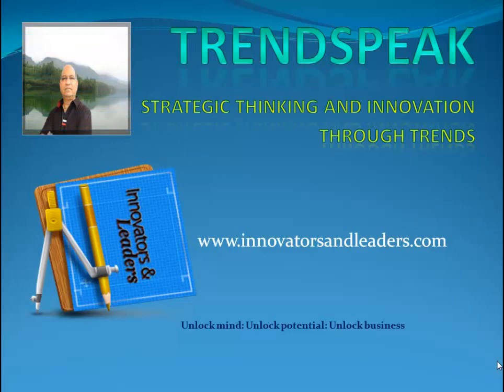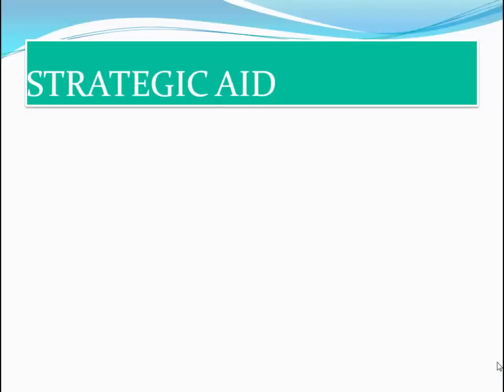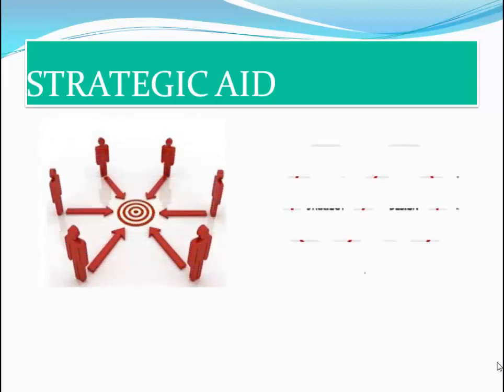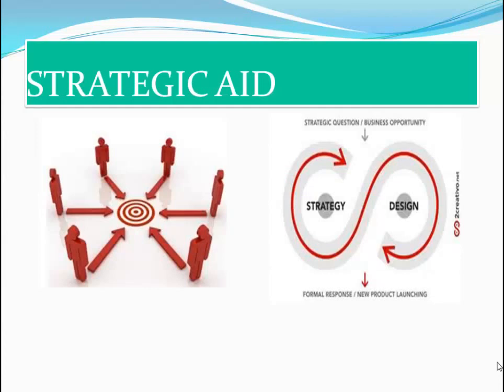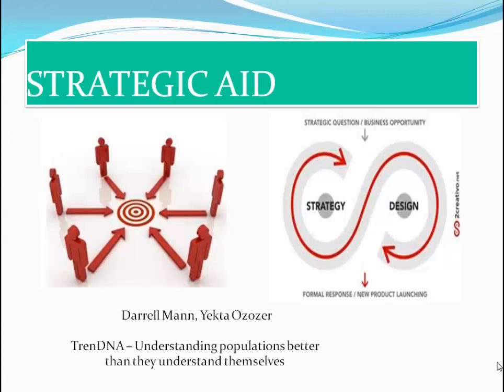I am Alok Asthana. This is a breakthrough concept of using trends as a strategic aid for a meeting of minds at the top management, for the very reason that they exist, that is strategic questioning and design. This system is a creation of the world's best known researcher on systematic innovation, Daryl Mann and Yekta Ozezer. They have named it Trend DNA. The presentation is how innovators and leaders use this system in their own unique way.